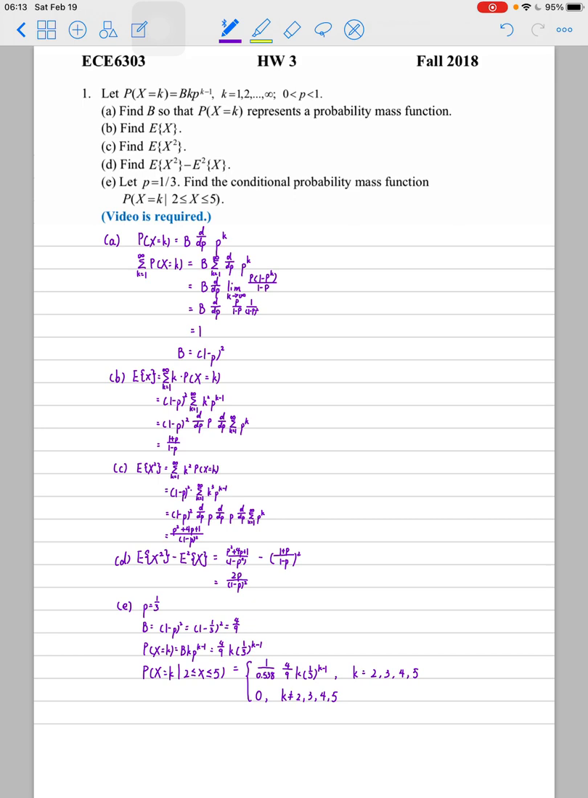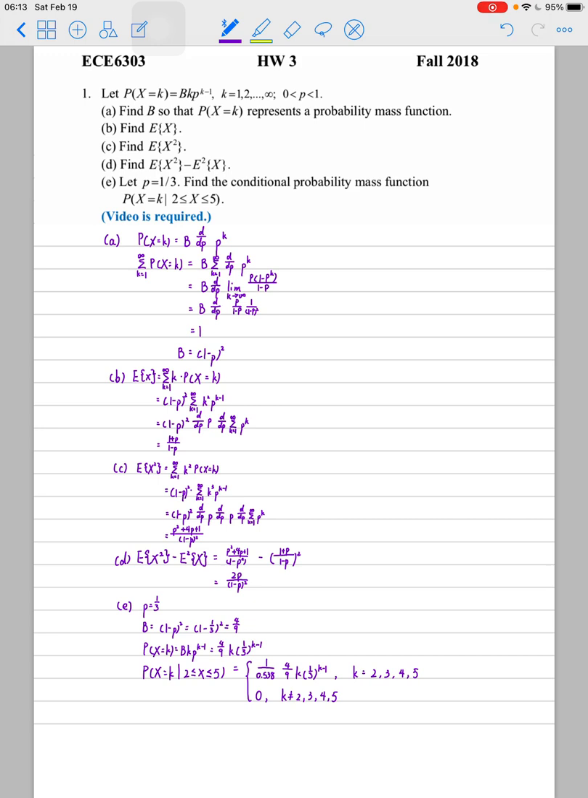For part C, find Ex squared. It should be the cumulative sum of k squared times p(x = k), and then we can use (1 minus p) squared times the cumulative sum of k cubed times p to the power k minus 1. So we can get the result p squared plus 4p plus 1 over (1 minus p) squared.